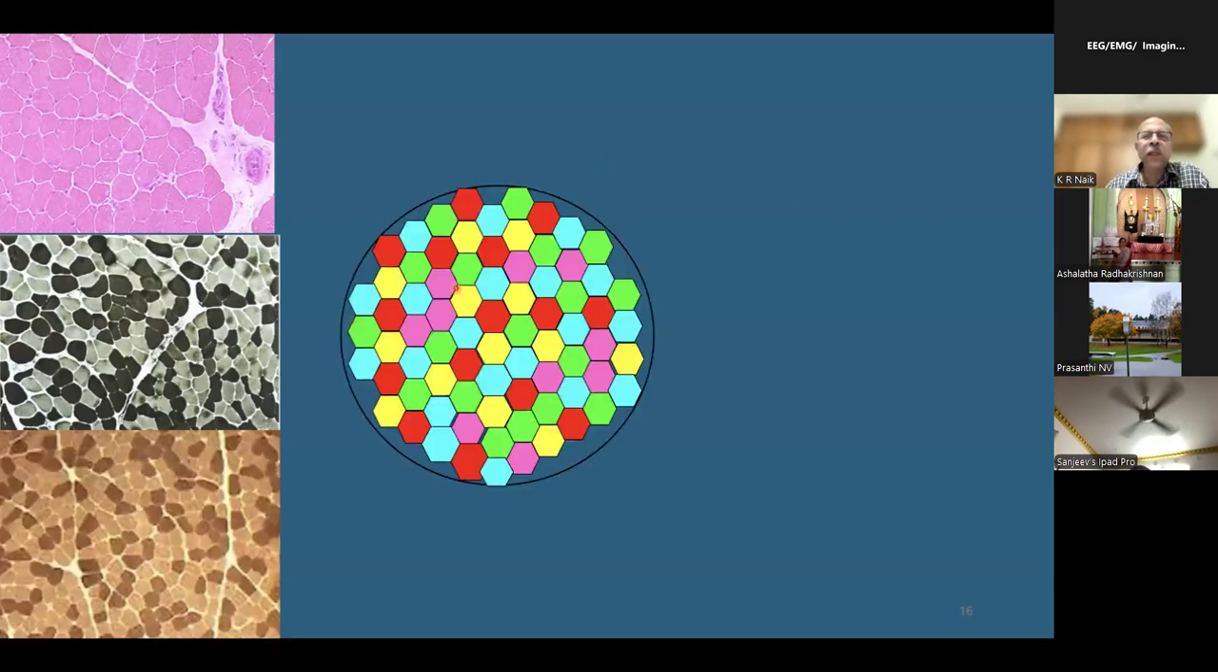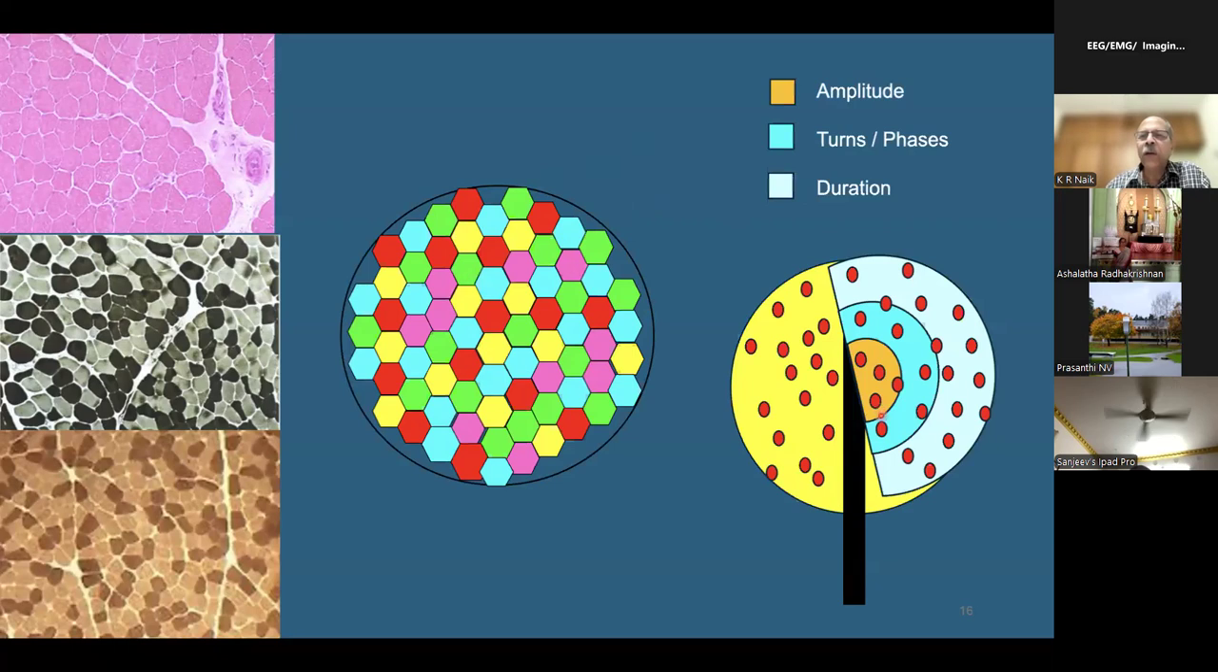So this is a caricature to show that there are five colors, which shows that there are five motor units which are interspersed. And when you have the needle electrode put into the muscle with five or more motor units, the fibers which are the nearest, that is within half a millimeter from the recording electrode, will be contributing to the spike of the MUAP and also to the amplitude.